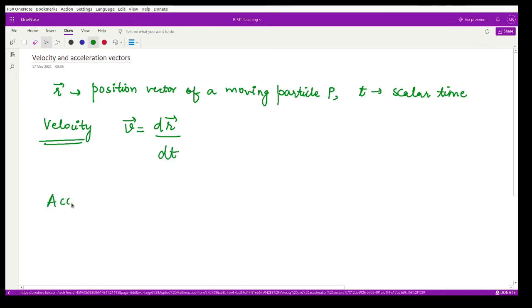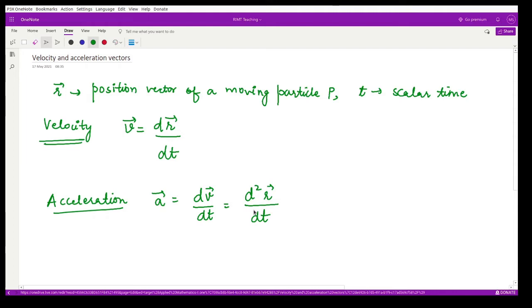And what is acceleration? Acceleration is defined by the symbol a. This is either the first derivative of the velocity vector, or the second derivative of the position vector, with respect to the scalar t. So this represents the acceleration of the given particle, right?